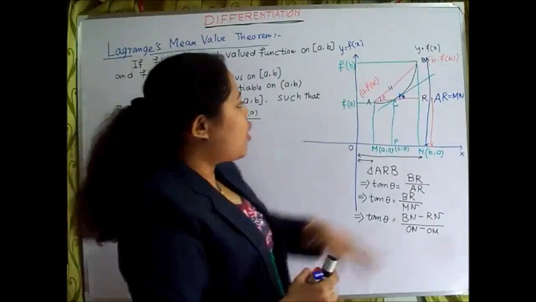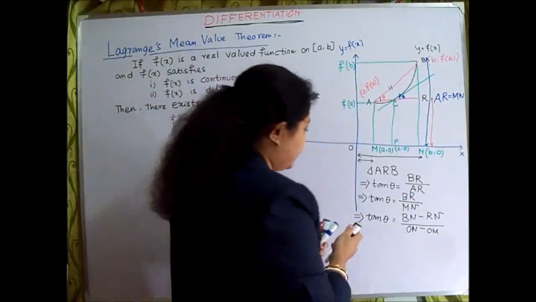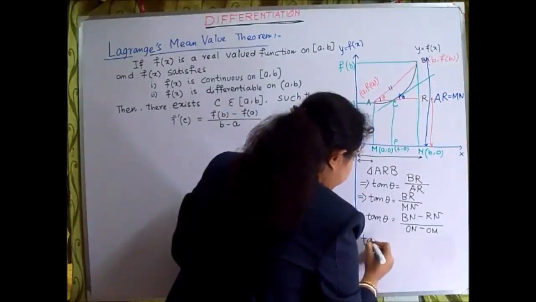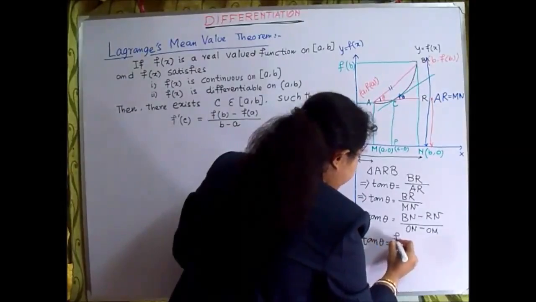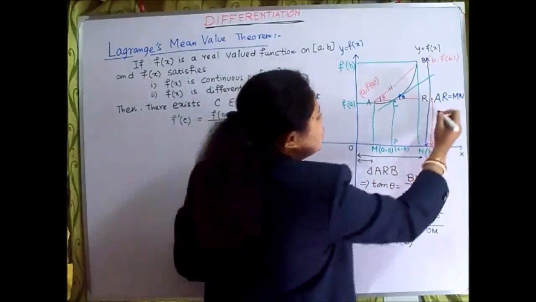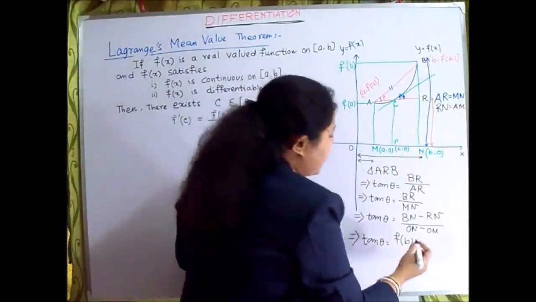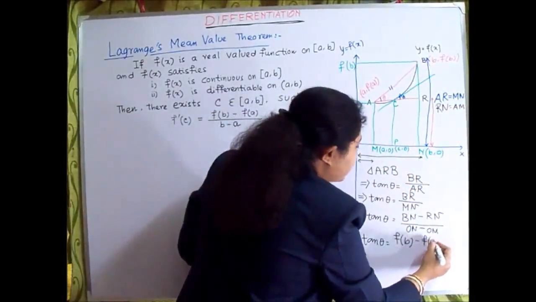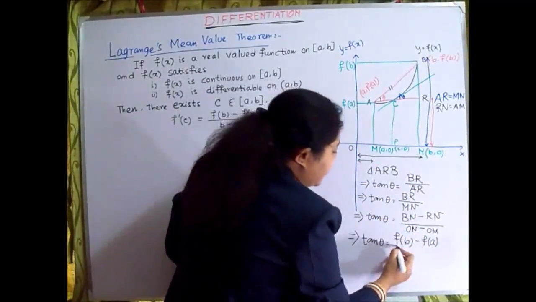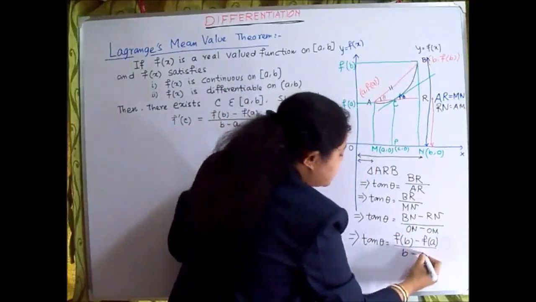Now what is the value of BN? This is simply f(b), right? So this one is tan theta, f(b). What is the value of RN? RN is simply AM. So we can write RN is equal to AM. What is the value of AM? This is simply f(a), right? Now what is the value of ON here? ON is simply b, minus what is the value of OM? It is equal to a.